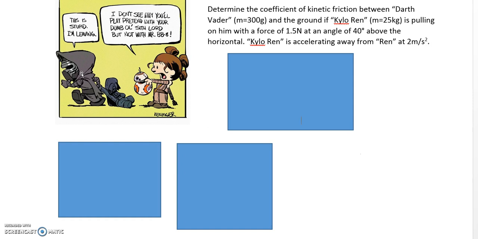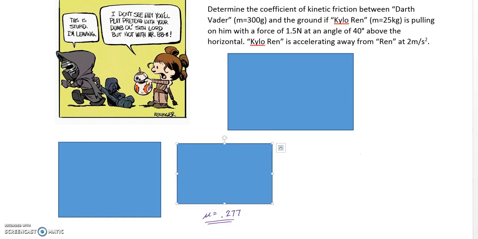If Kylo Ren is also accelerating away from Rey here, so played by Susie, so cute, at 2 meters per second squared. So your job is again to determine the coefficient of kinetic friction. So give that a try, see what you can do, and as always, I'll be back in like 5 seconds to reveal the answer, and then we'll go from there. So, on your mark, get set, do some physics.